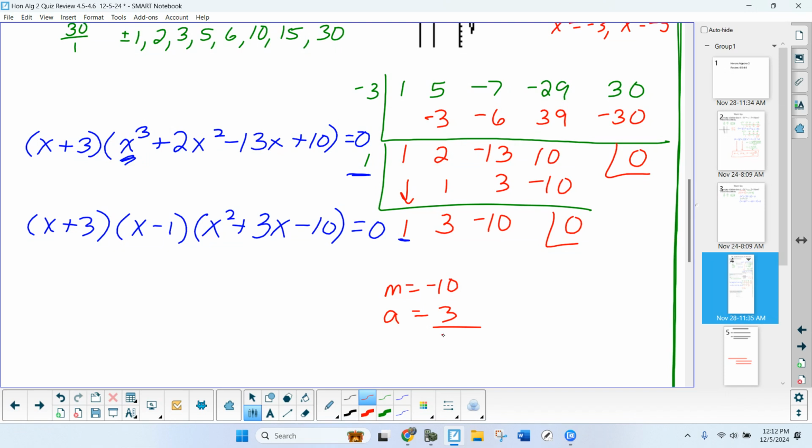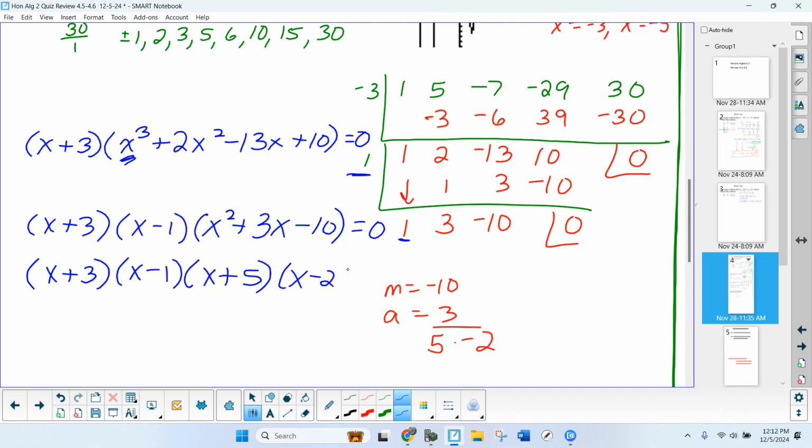You have the opportunity for some bonus points: 5 and negative 2. What's 5 times negative 2? Negative 10. What's 5 plus negative 2? Yeah, 3. Okay, so now I'm just going to do this: x plus 3, x minus 1, x plus 5, x minus 2.